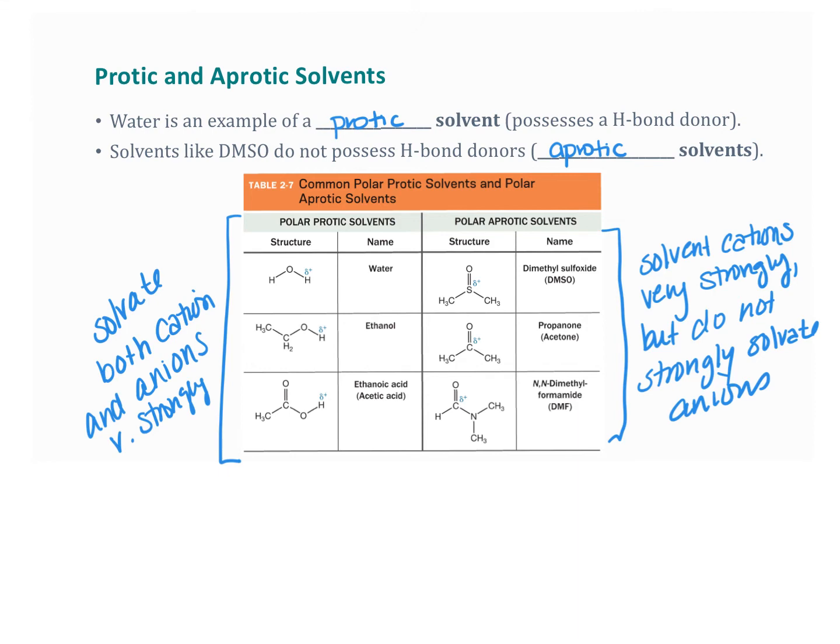What I really want you to be able to do here is understand a few things. I want you to be able to identify protic and aprotic solvents, based on the fact that protic solvents can possess hydrogen bonds and aprotic solvents don't. But like I said, in Chapter 9, we're going to go back and see how this affects some reactivity, but we don't necessarily have to worry about it right now.